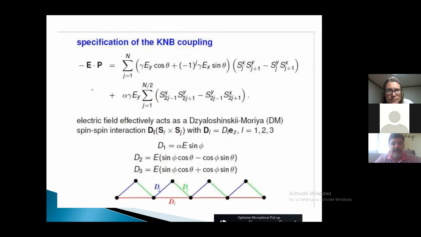Under this setting, the term which describes the interaction between the polarization of the system due to the KNB mechanism and the electric field has the following form. And now you can see that the electric field effectively acts as a Dzyaloshinskii-Moriya spin-spin interaction, of course, when we choose the electric field only in plane. And thus, formally, we deal with the Sawtooth chain with two exchange couplings, J1 for the basal line and J2 for the zigzags, with three Dzyaloshinskii-Moriya parameters. Each one is proportional to the electric field magnitude and depends on two angles, the angle of the electric field and the physical angle between bonds.